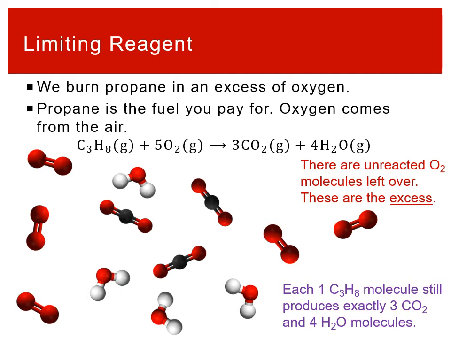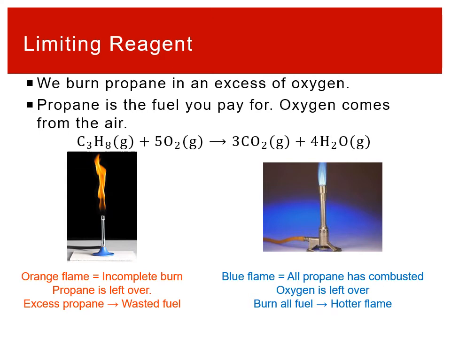We can choose to make our reaction mixture in such a way that we guarantee that whichever reactant we don't care about is in excess. The reactant we really want to change, the reactant we paid more money for, we want to design to be the limiting reagent. And we can see this in how flames look.